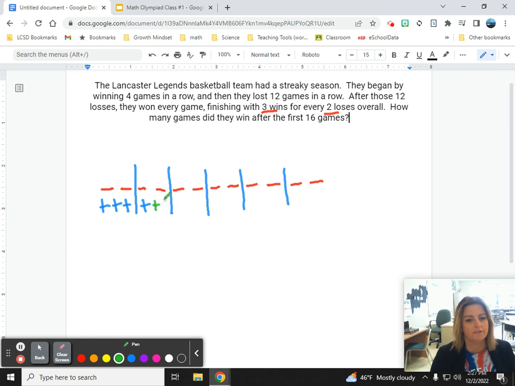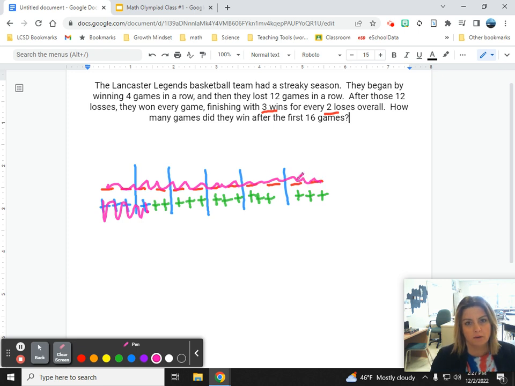So now I've got to fill in the rest. They did 3 wins for these two, 3 wins for these two, 3 wins for these two, and 3 wins for these two. So now we can count. The first 16 games were the first 4 wins, so I'm going to take these out, and then the 12 losses.